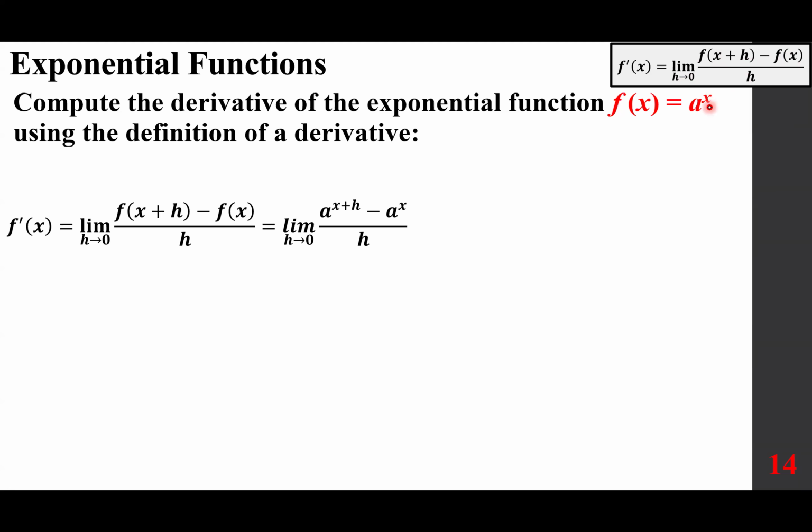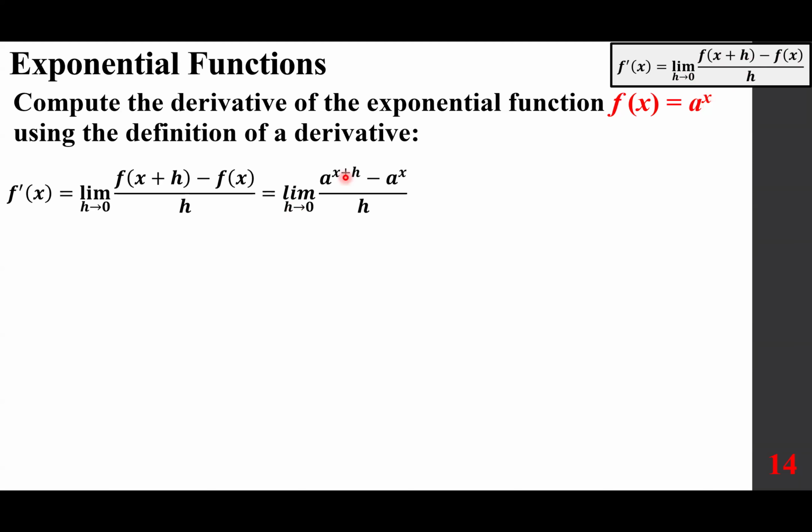So using this formula, f prime is the limit of f of x plus h minus f of x over h as h approaches 0. So replace the x with x plus h. That would be f of x plus h minus f of x, which is a to the power of x. So we get the limit of a to the power of x plus h minus a to the power of x over h as h approaches 0.